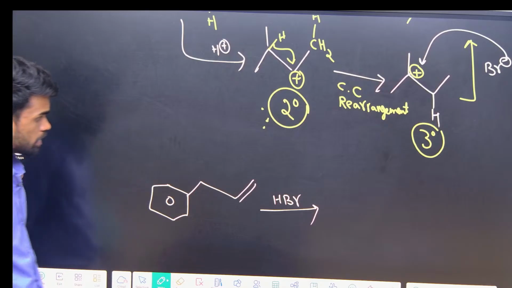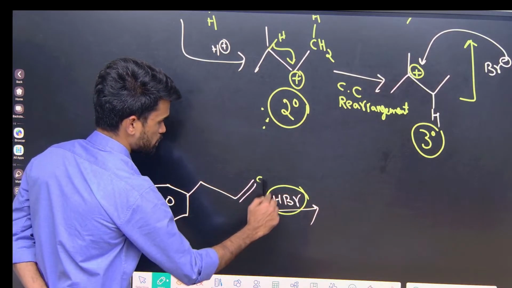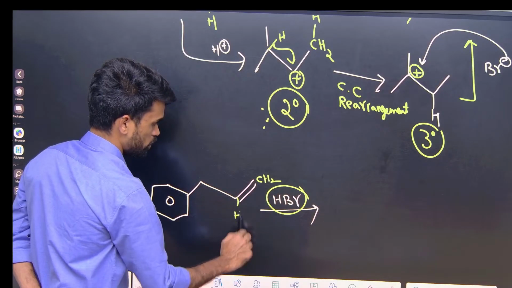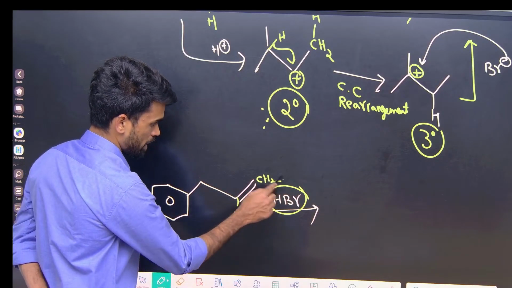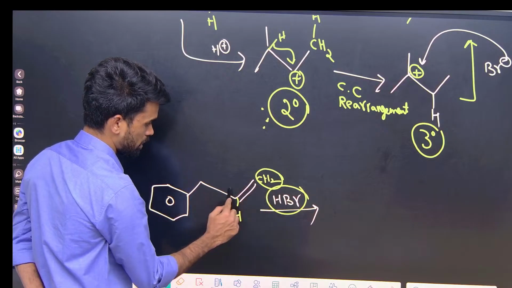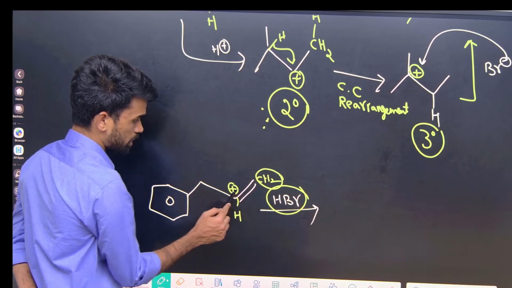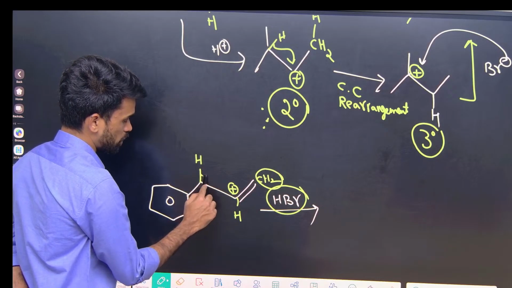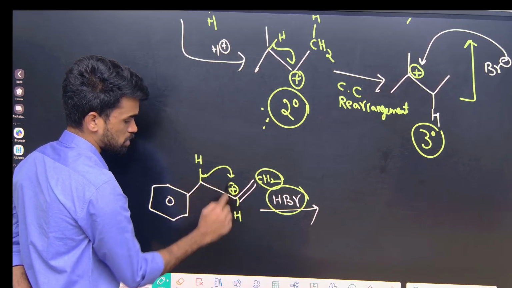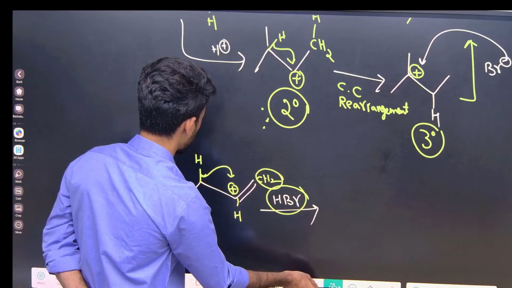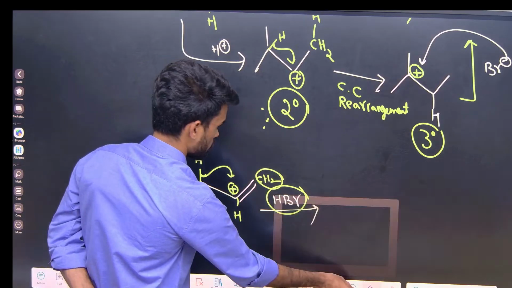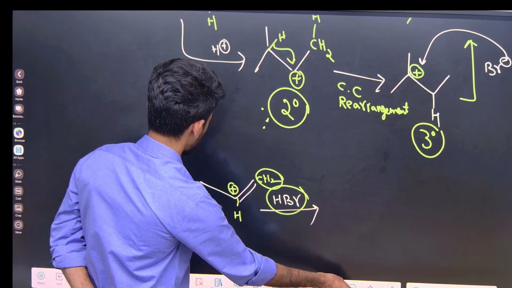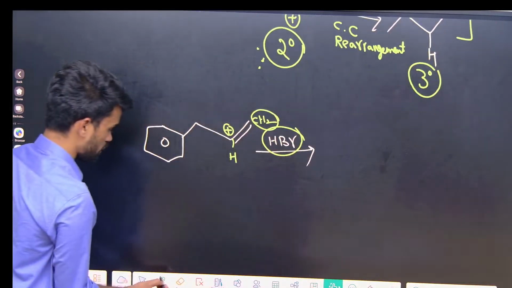See here, HBr, this is an unsymmetrical alkene, right? So where do we need to add H plus? If you add H plus on the terminal carbon, you will get a secondary carbocation here. But this is less stable. Therefore, what happens? A proton shift, like a hydride shift, from here to here takes place, which means carbocation rearrangement is taking place, right? So write the product here once formed.